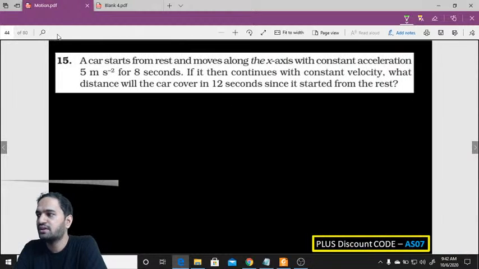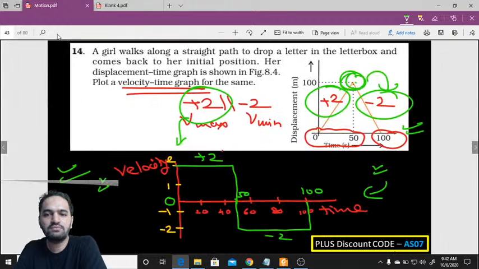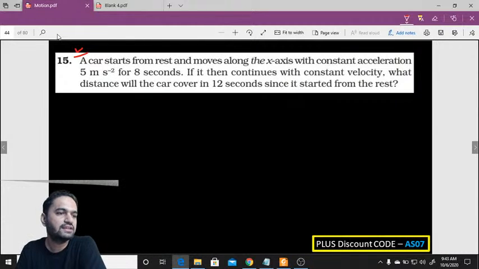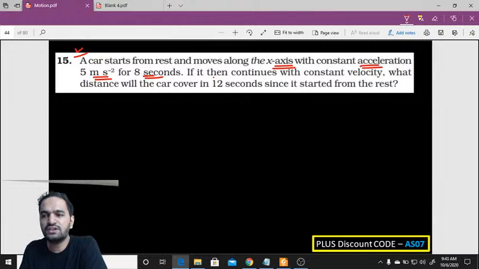Okay. Now let us move to the next question, that is question number 15. Let us see how exactly we are supposed to solve this. A car starts from rest and moves along the x-axis with constant acceleration, that is 5 meter per second square, for 8 seconds. If it then continues with constant velocity, what distance will the car cover in 12 seconds since it started from rest?